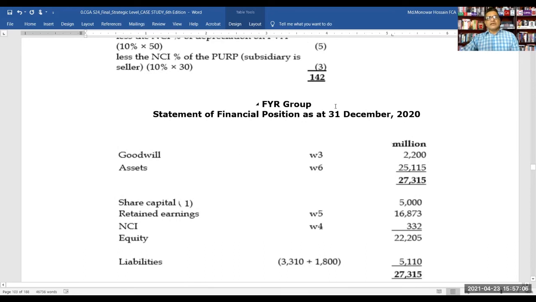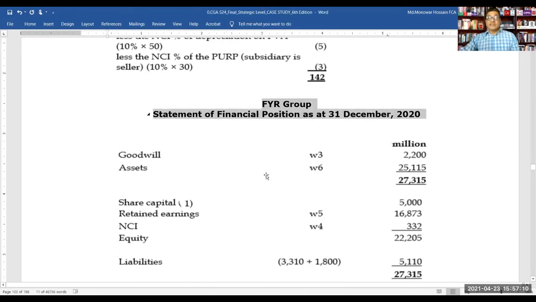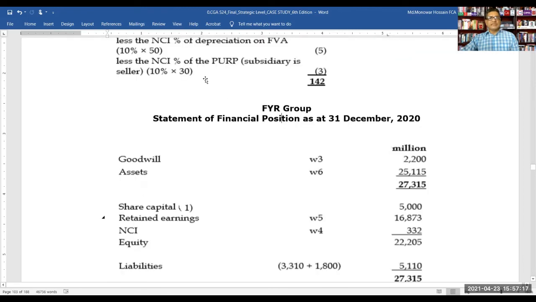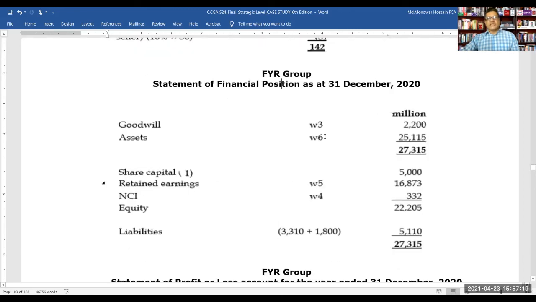So here is the statement of financial position after consolidation. All working is coming here. W, that is working. W8, 8 working is here within this math.